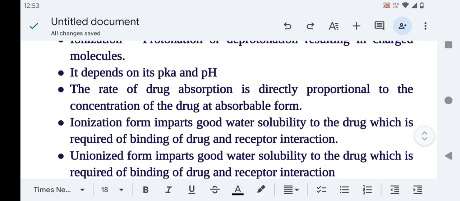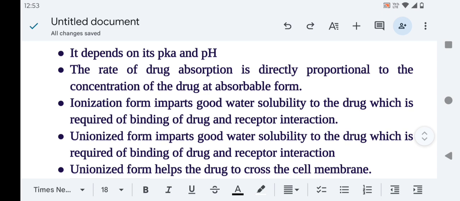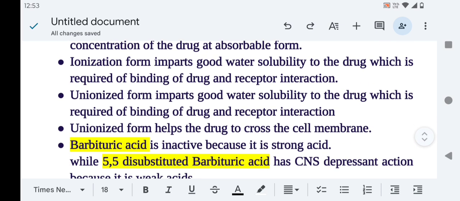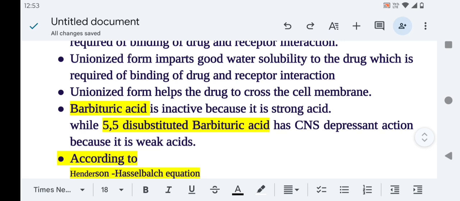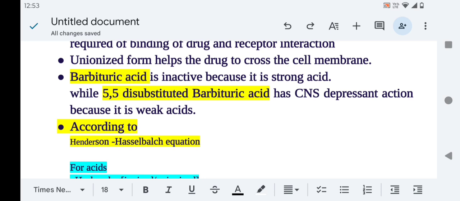The rate of drug absorption is directly proportional to the concentration of the drug in absorbable form. Ionized form imparts good water solubility to the drug, which is required for binding of drug and receptor interaction. Unionized form helps the drug to cross the cell membrane.